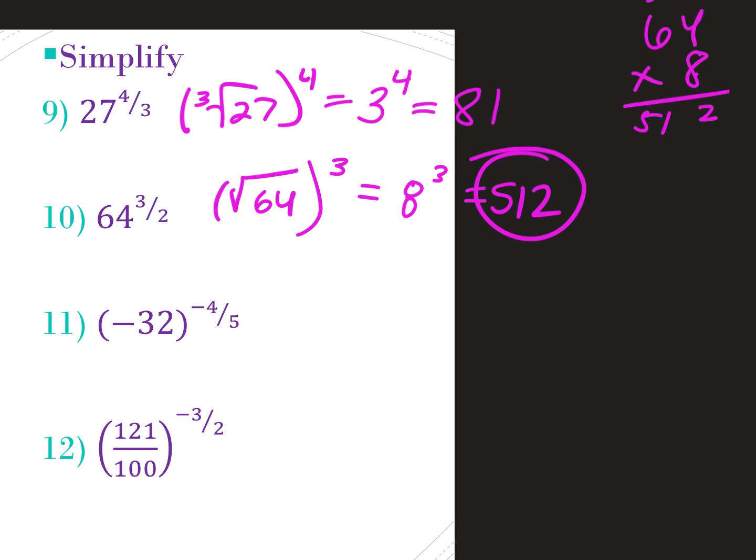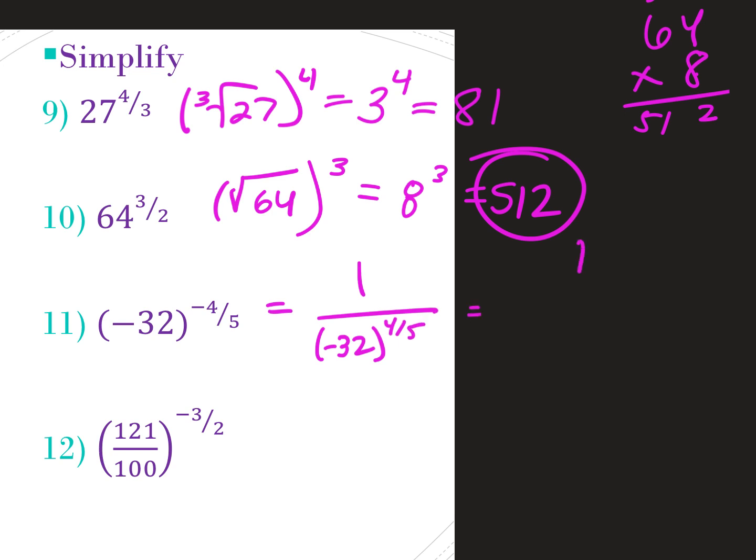Everybody with me? All right, how's this one a tad bit different? What do I see first that's an issue? The negative exponent. So how can I rewrite this so my exponent is positive? 1 over. Perfect. So I have 1 over negative 32 to now the 4/5 power, correct? All right, so we have to evaluate that.